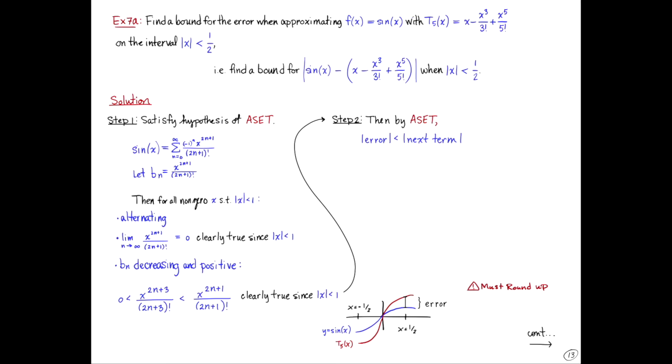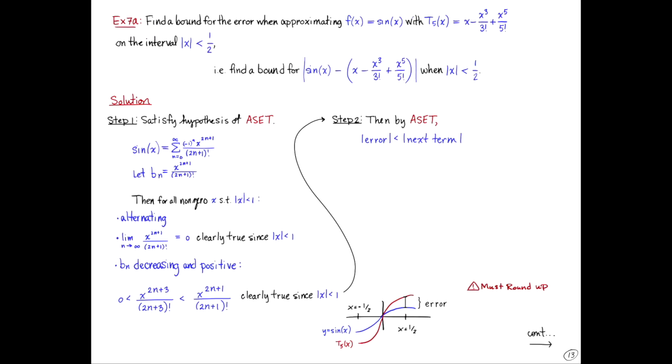Same idea behind why we can say that b sub n is decreasing. Since the absolute value of x is less than 1, x to the 2n plus 3 over 2n plus 3 factorial has to be less than x to the 2n plus 1 over 2n plus 1 factorial. Subbing in n equal to 0, we can also easily see that these terms will always be positive. Now that we've satisfied the hypotheses of the alternating series estimation theorem, we can apply it by saying the size of the error is going to be less than the size of the next term.